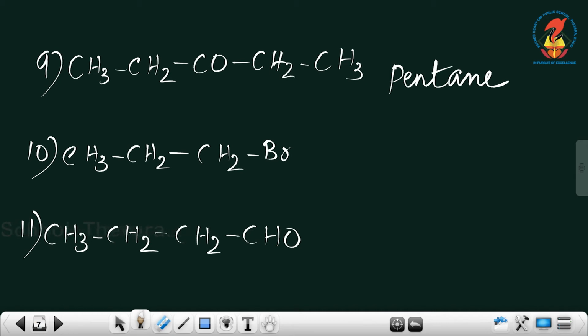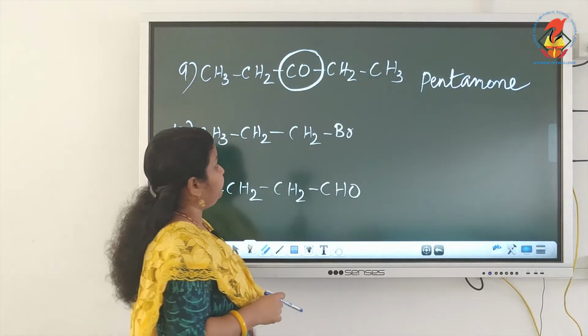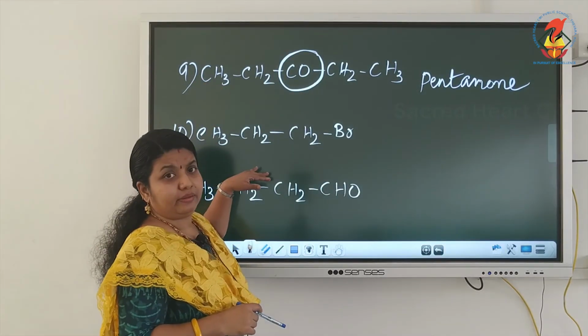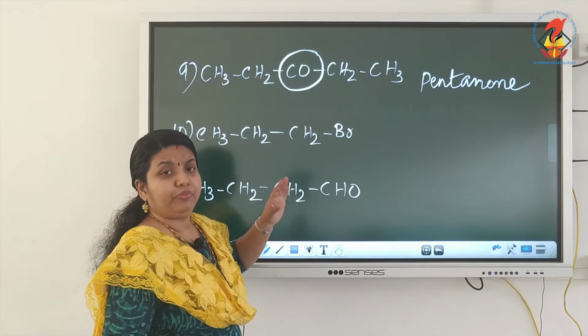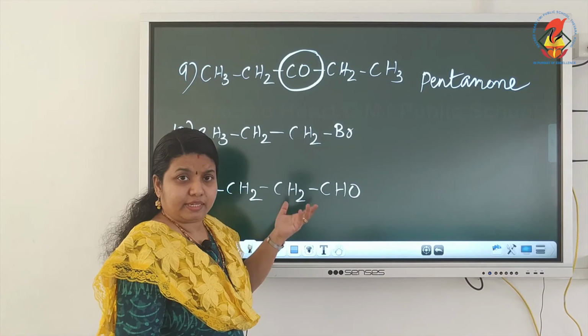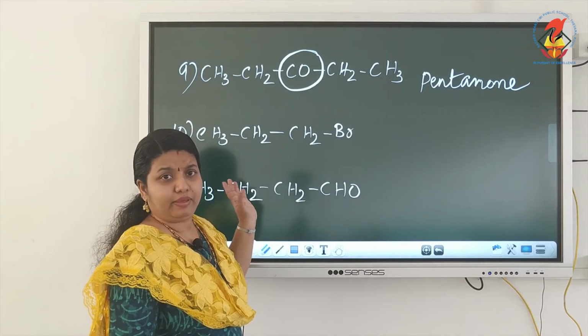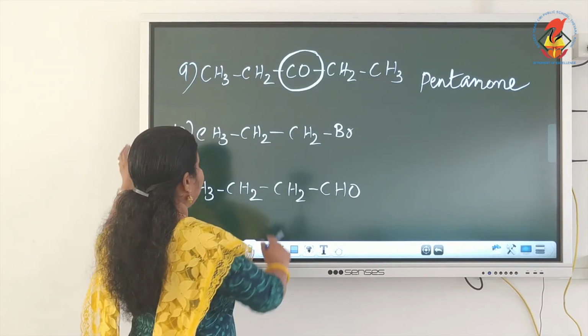What is the functional group here? Here the functional group is CO. What is the CO group? Ketone. So delete the final E from the name of the compound and write ONE, making it pentanone. Here you can see that the condensed formula is given. The question for nomenclature can be a structural formula or a condensed formula. Anyway, you should be able to answer it.